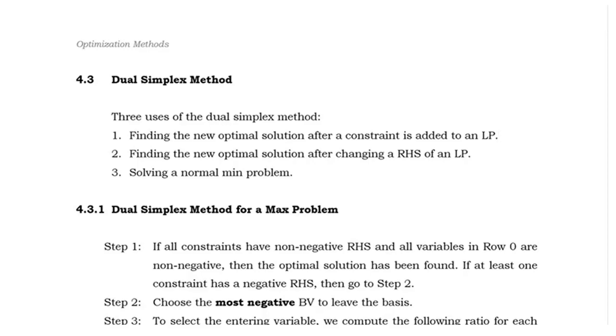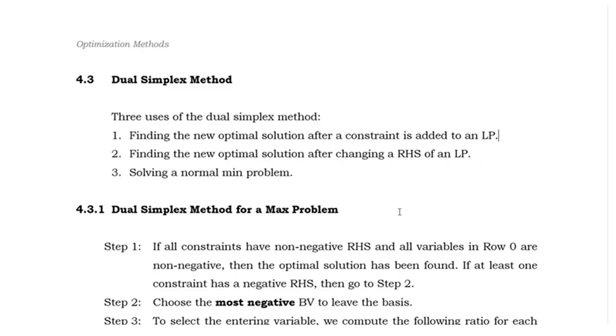There are certain kinds of sensitivity analysis that naturally lead to the use of the dual simplex method. For example, to find the new optimal solution when a constraint is added to an LP, or when the right-hand side of a constraint has been changed. If the right-hand side of a constraint is changed and the current basis becomes infeasible, meaning there is any constraint in which the right-hand side is negative, then the dual simplex can be used to find the new optimal solution.